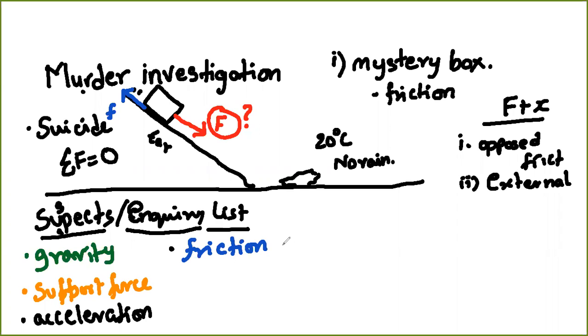Very good. We've got 4 suspects. So now let us put them in an order of who we should inquire first. We should inquire gravity, but we have to be very careful about what we are going to ask it. Gravity doesn't have time, and it is super intelligent because it's very powerful.